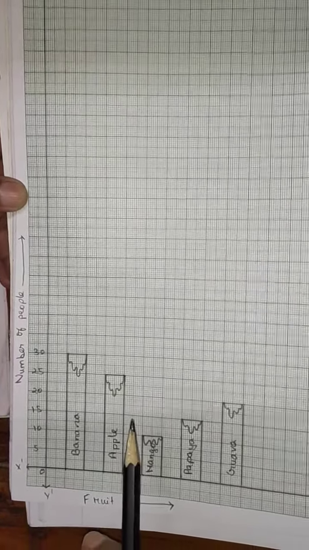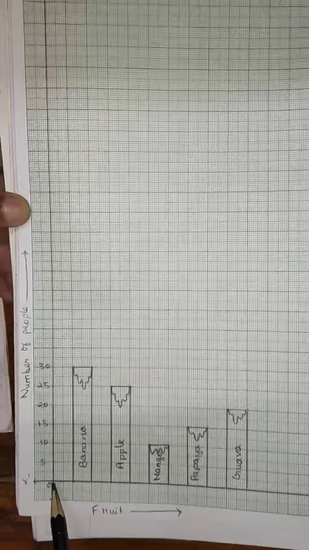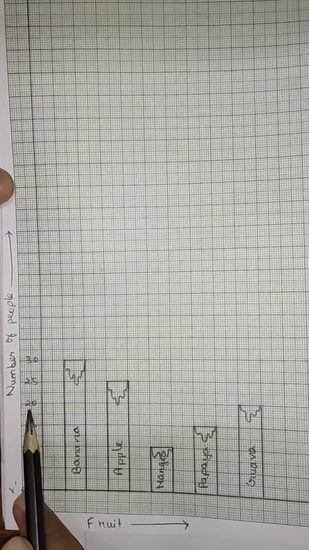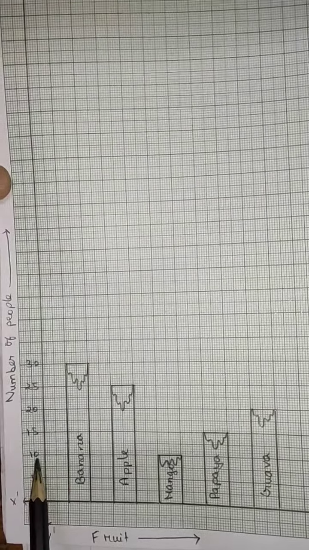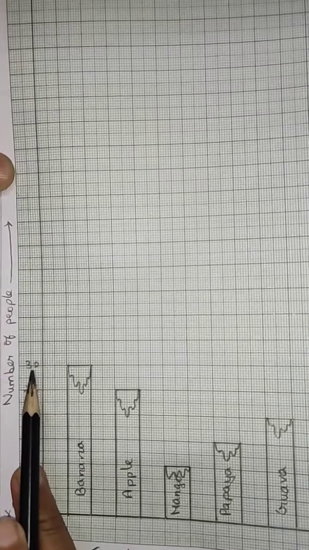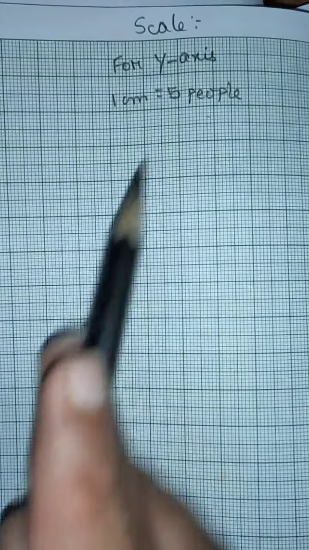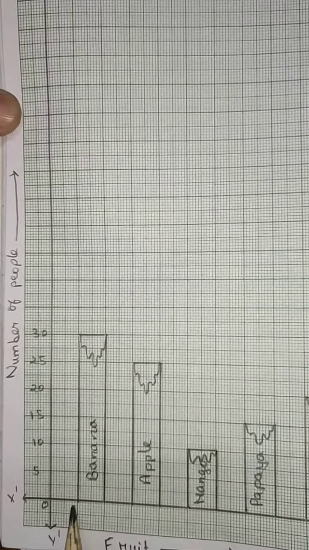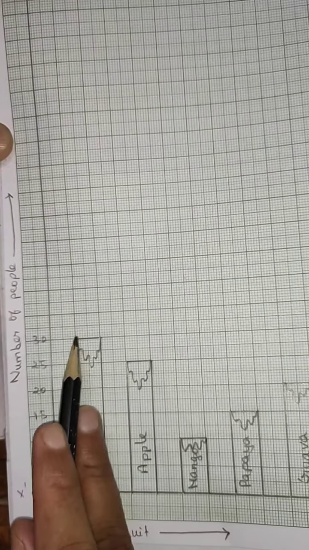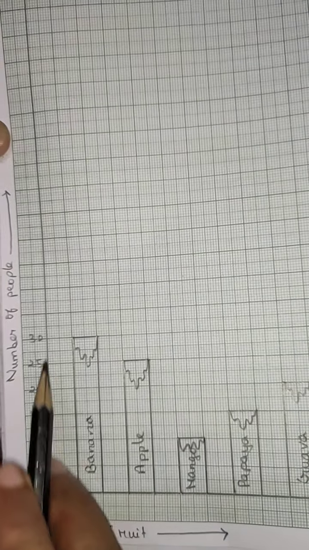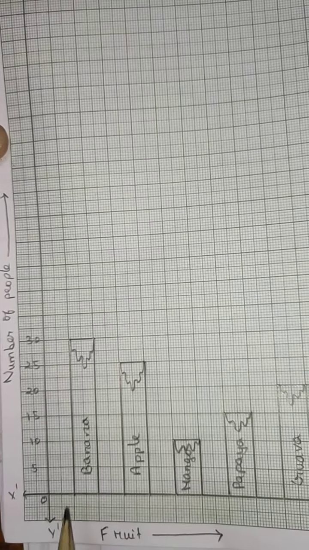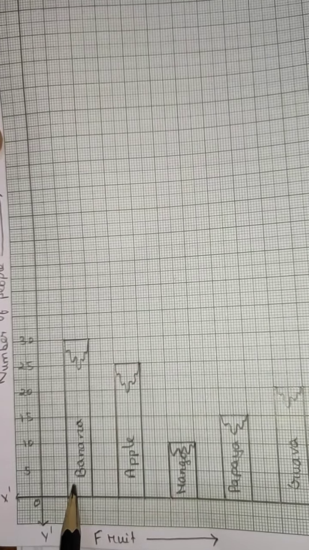Since your number is given up to 30, you can take the scale 5. So 5, 10, 15, 20, 25, 30. Now here you write the scale. For y-axis, 1 centimeter equals 5 people. Now your first measurement is given as 30. By leaving 1 centimeter gap after the origin, from here you measure up to 30. You can draw the first bar, a rectangle. Inside you can write banana.